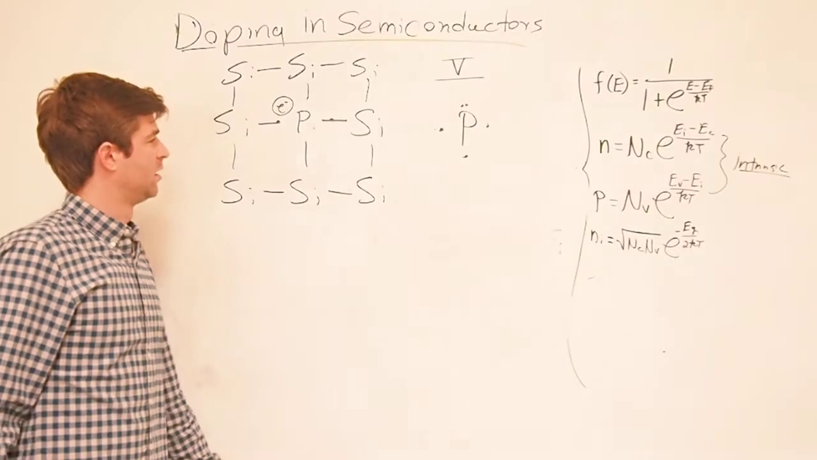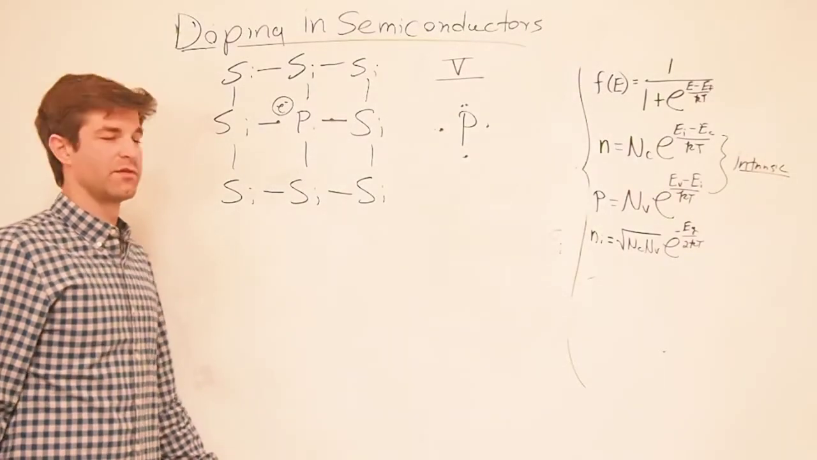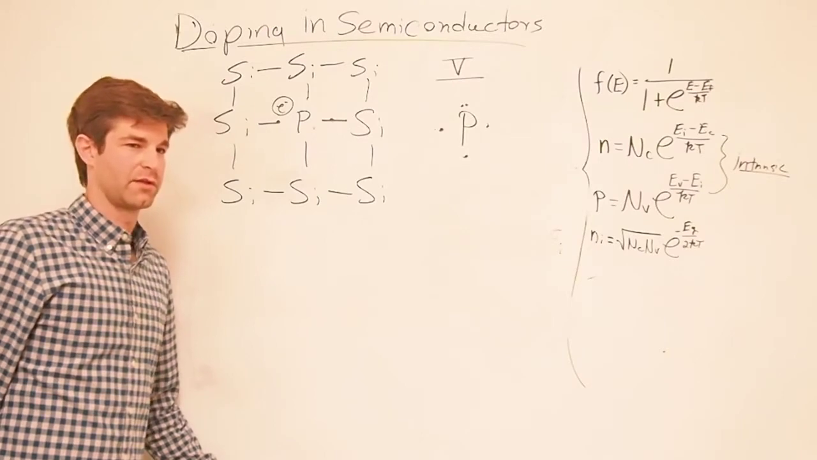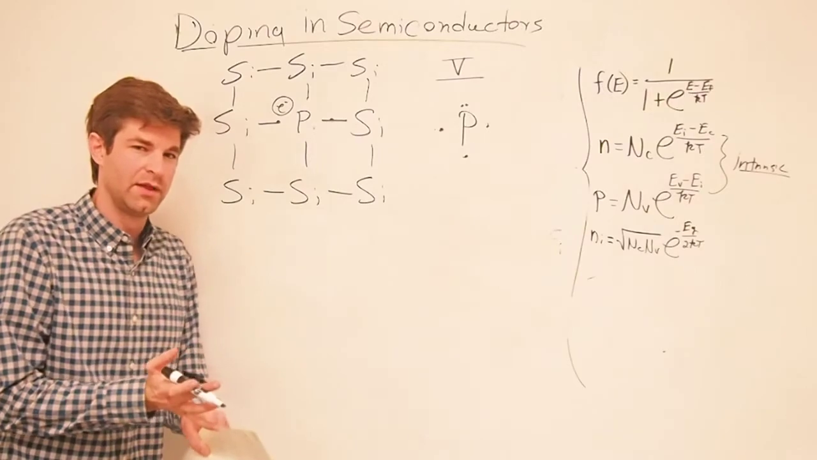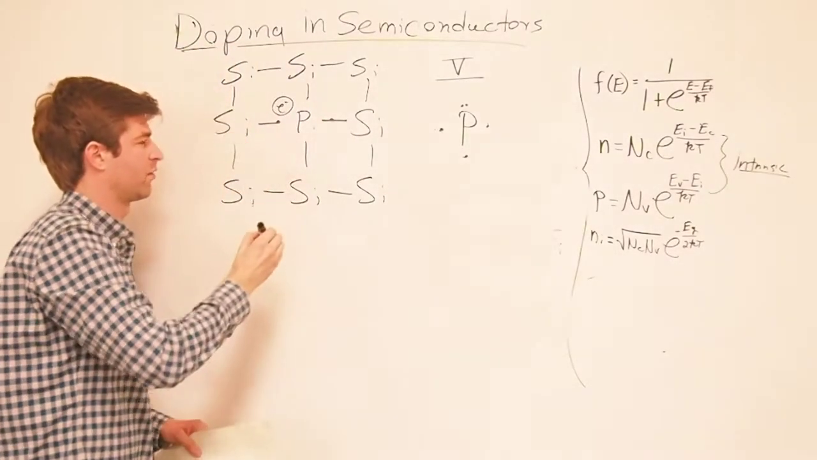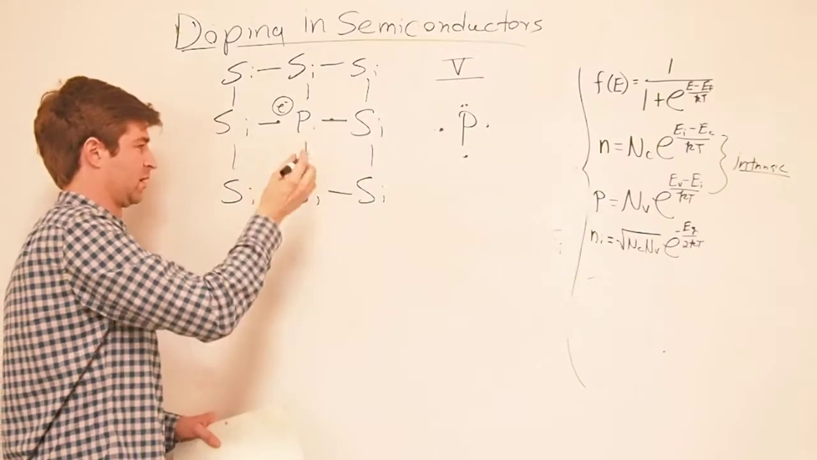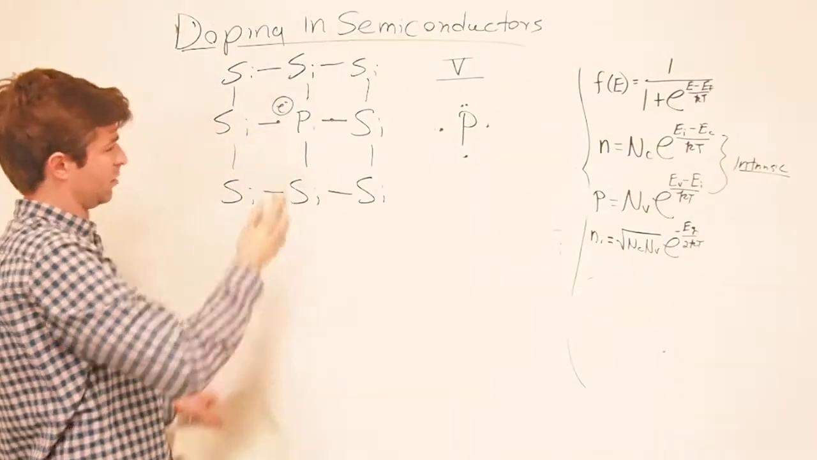attractive force. And if the energy of this phosphorus atom, or any group 5 element, is close enough to the conduction band, then it only takes a small amount of thermal energy for this electron to break away from the phosphorus atom, out of the phosphorus valence band, and move into the conduction band of the bulk of the semiconductor.